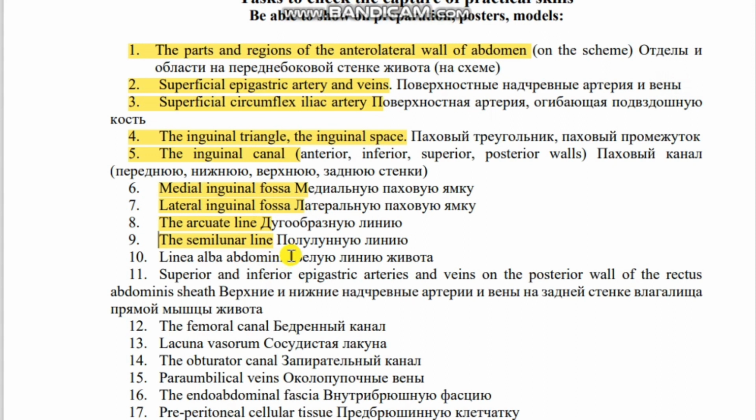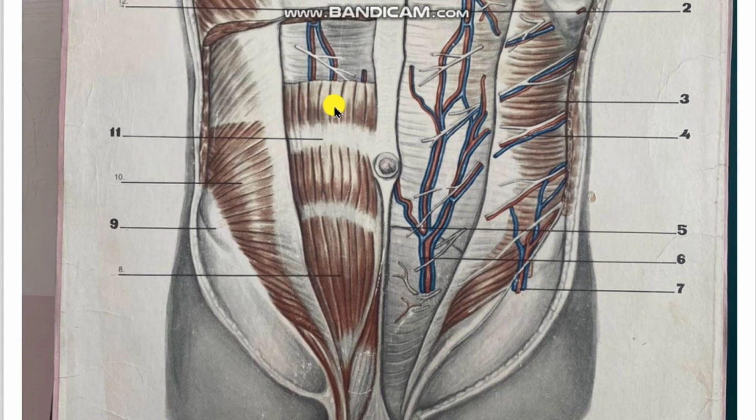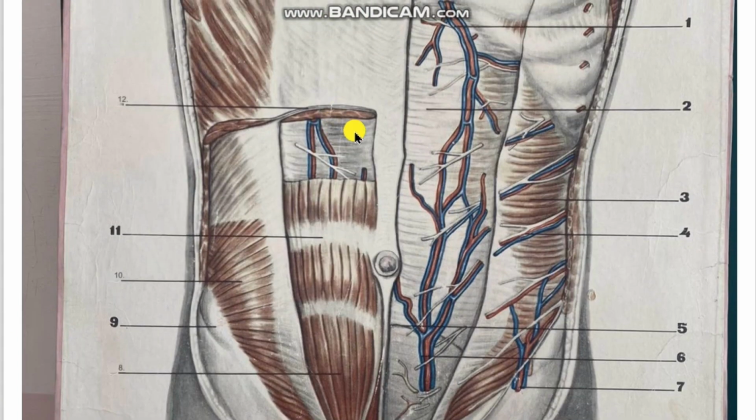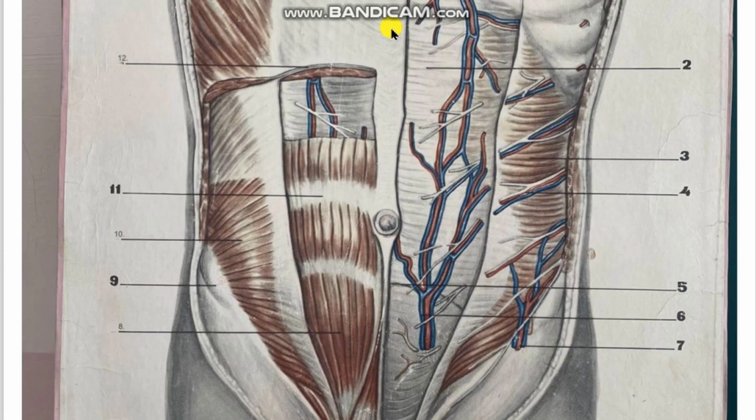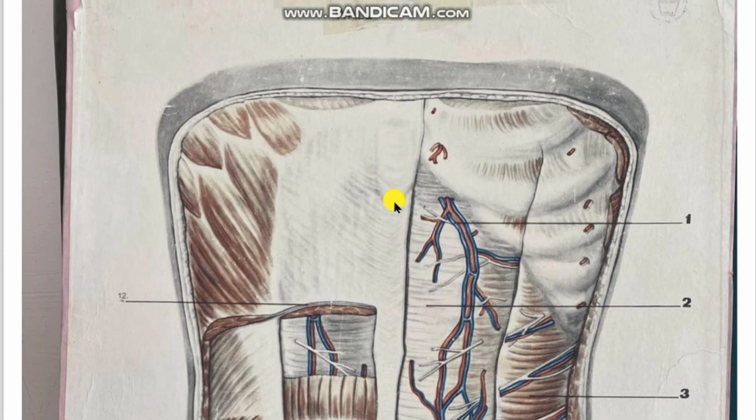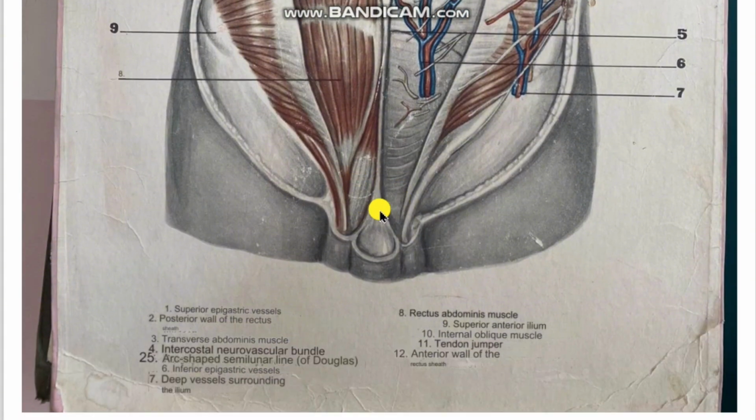Next we have the linea alba abdominis. On this poster it is shown here, running straight. We can say it's a band of connective tissue that runs from a person's sternum to their pubic bone. It starts from here, the sternum, down to the pubic bone.